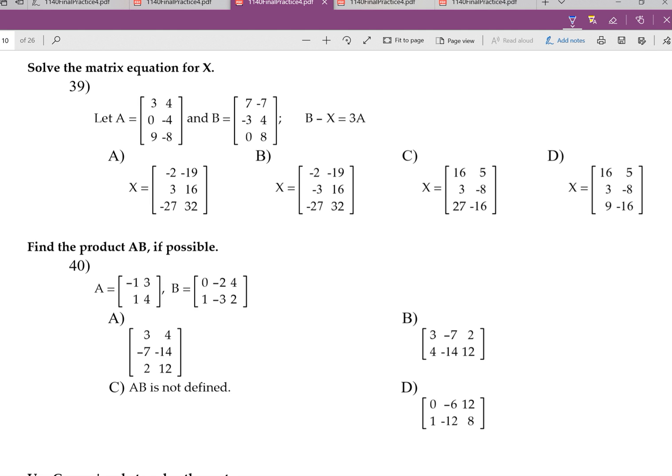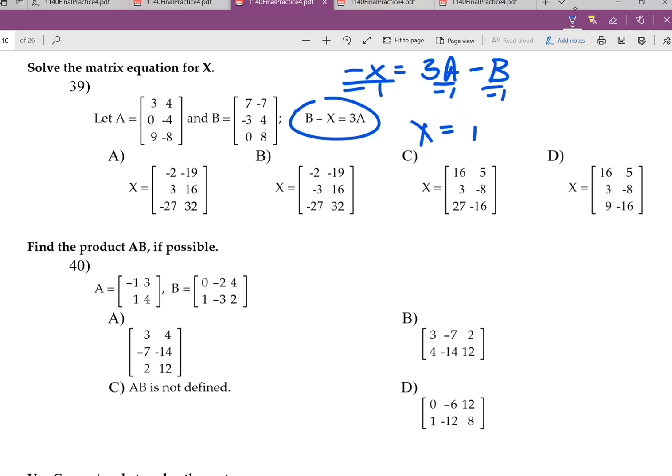Alright, for number 39, more of the same. You're basically using the matrix to solve, and so the first thing you want to solve is this. So this leaves you with negative x equals 3a minus b, but then you're going to divide by negative 1 on all three terms to get rid of the negative 1. So you get x equals b minus 3a. So b is 7, negative 3 zeros, negative 7, 4, 8, minus 3 times all of this. So 3 times this is 9, 3 times this is 12, this is negative 12, that's still 0. This is 27, negative 27, and this becomes positive 24.